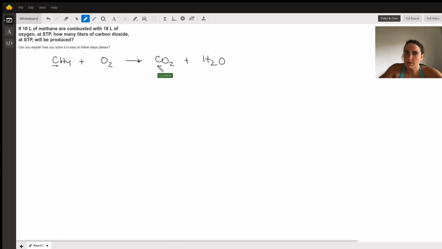So there's one carbon on each side. There's 4 hydrogens on the left. So I need to add a 2 here. This totals to 4 oxygens, so I need to add a 2 there.